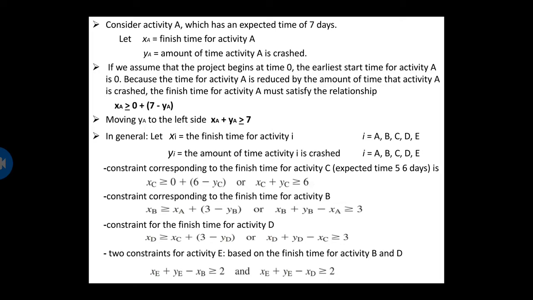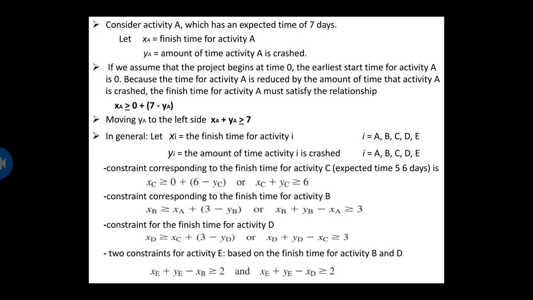Consider activity A, which has an expected time of 7 days. Let x sub A equal the finish time for activity A, and y sub A the amount activity A is crashed. If we assume that the project begins at time 0, the earliest start time for activity A is 0. The time for activity A is reduced by the amount that A is crashed, and the finish time for activity A must satisfy the relationship x sub A is greater than or equal to 0 plus 7 minus y sub A. Moving y sub A to the left side, x sub A plus y sub A is greater than or equal to 7.